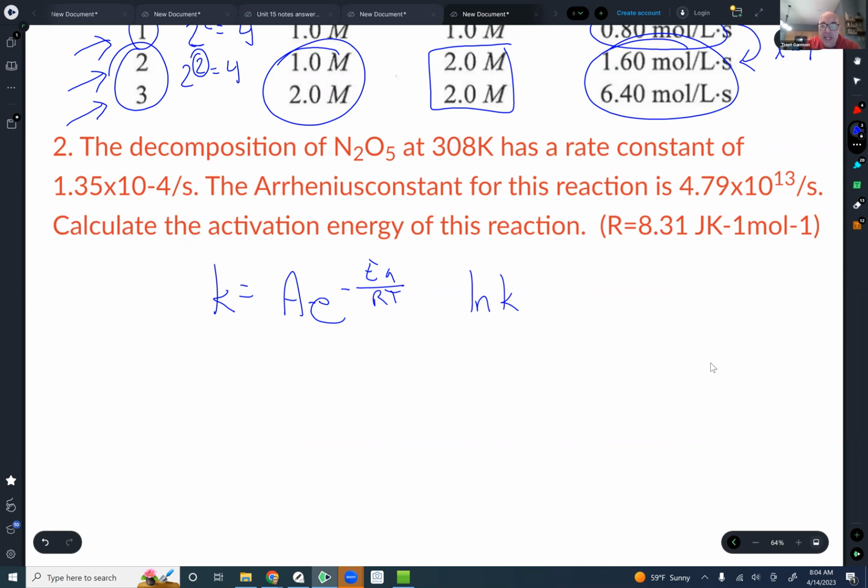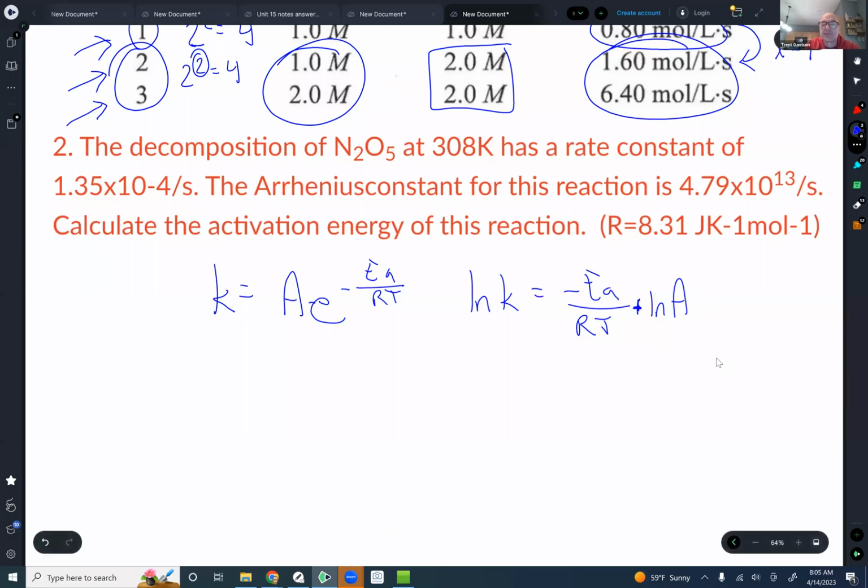The natural log of the rate constant is equal to negative EA divided by RT plus natural log of A. So if we get to that point, we're going to more easily be able to solve for what we're looking for in just a second. And that's a plus out here. Okay. So here we go. Let's start substituting values in and solve for what we're looking for, which is the activation energy here.